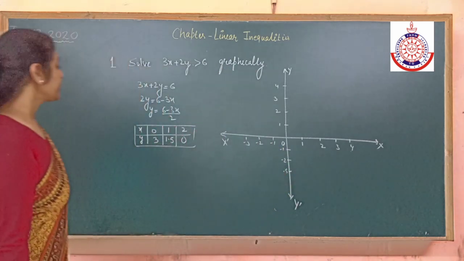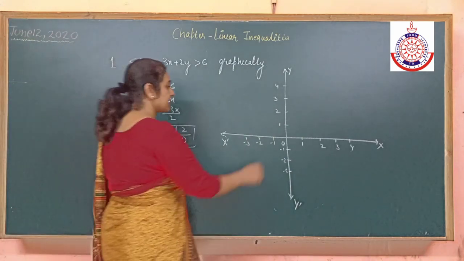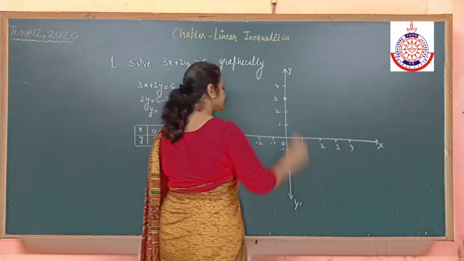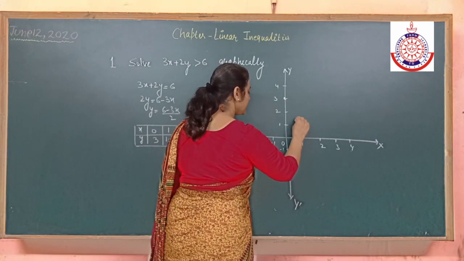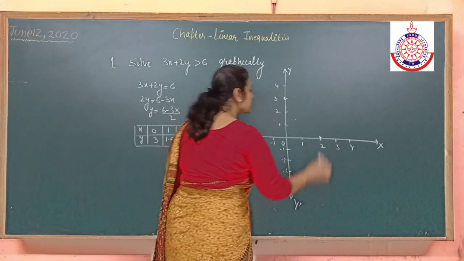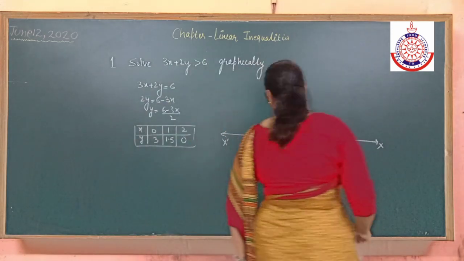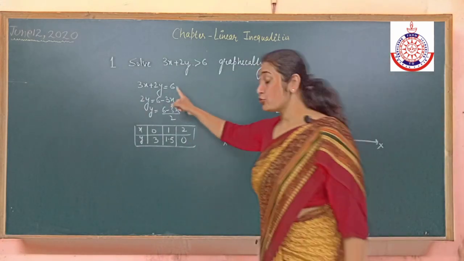Alright, let's plot the points. At x = 0, y is 3. At 1, it is 5. At 2, it is 0. Now just keep in mind, we are not plotting the straight line.